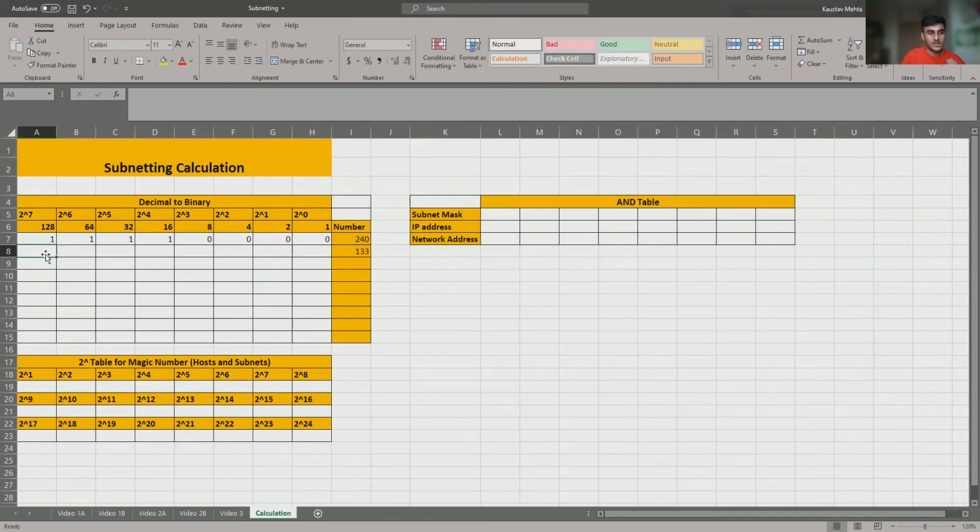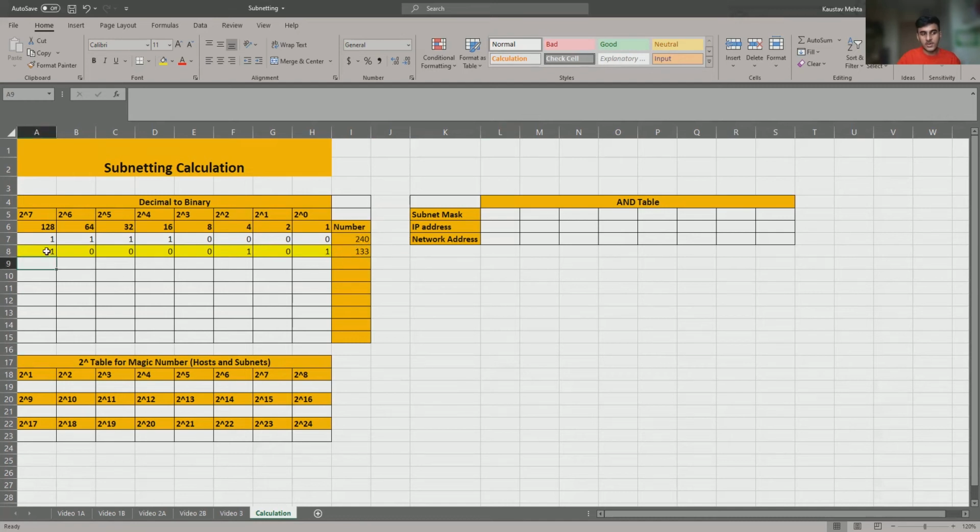So we're starting with 128, which will be a 1. Now we keep subtracting. So 133 minus 128, that's 5. So 64 will be 0. 32 will be 0. 16 will be 0. 8 will be 0. Now we have 5 left, so 4 is going to be 1. 2 will be 0, and 1 will be 1. So this is our binary number for 133. Now we're going to use AND addition for 240 and 133.